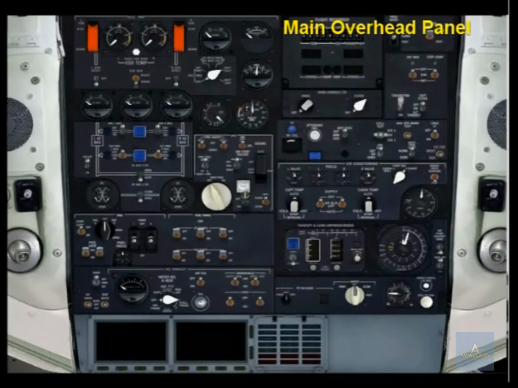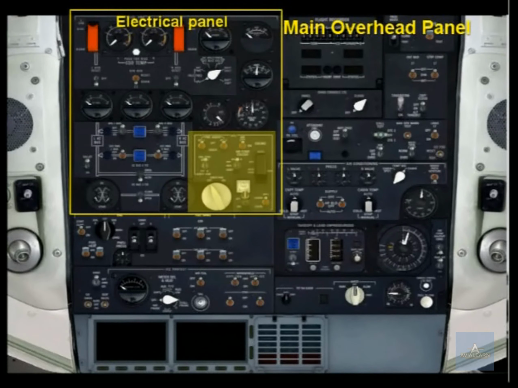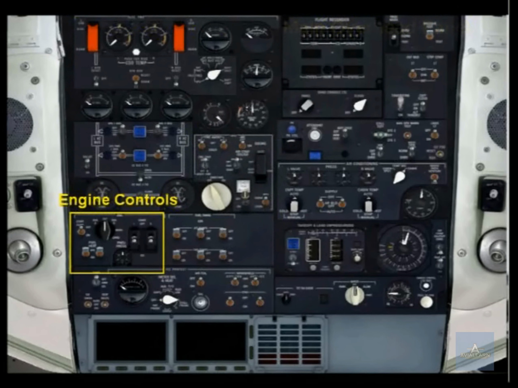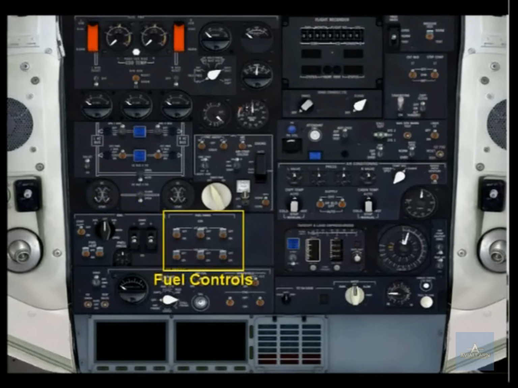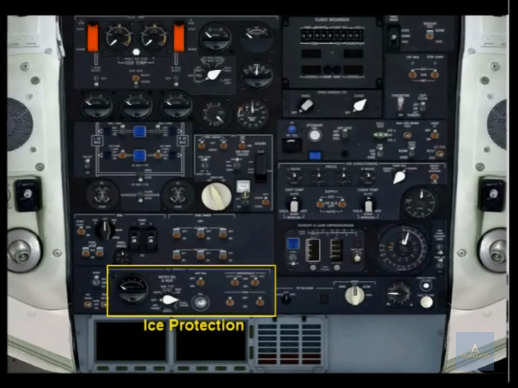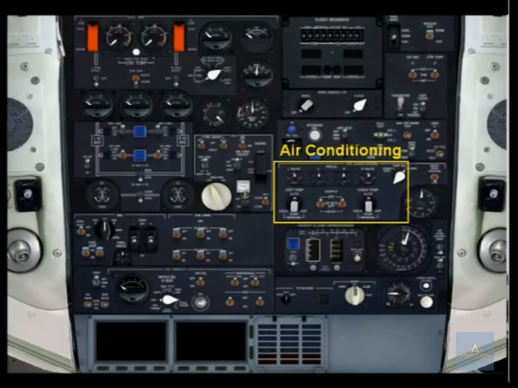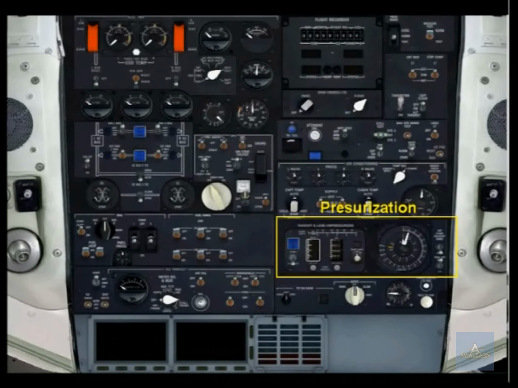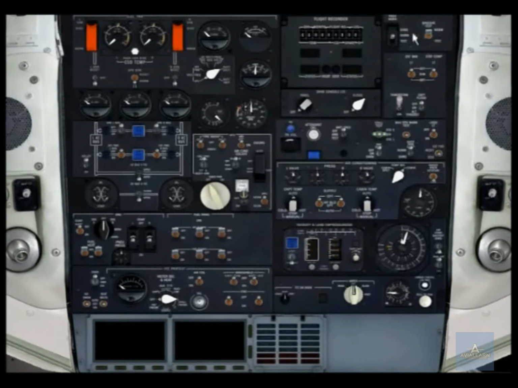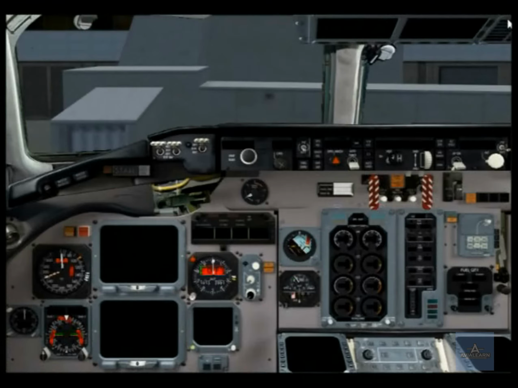On the main overhead, we have the electrical panel, which includes the APU control panel, the engine controls, fuel controls, ice protection, aircraft alert systems controls, air conditioning controls, and the pressurization controls. Again, you can close this panel by clicking in the upper right-hand corner. Next, we'll open the left glare shield panel.